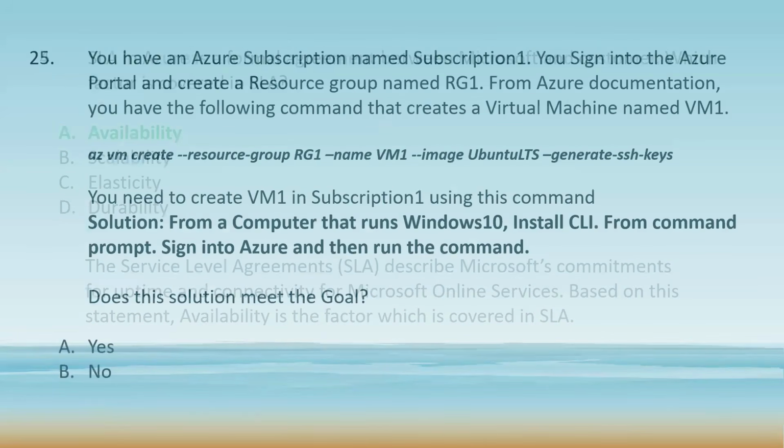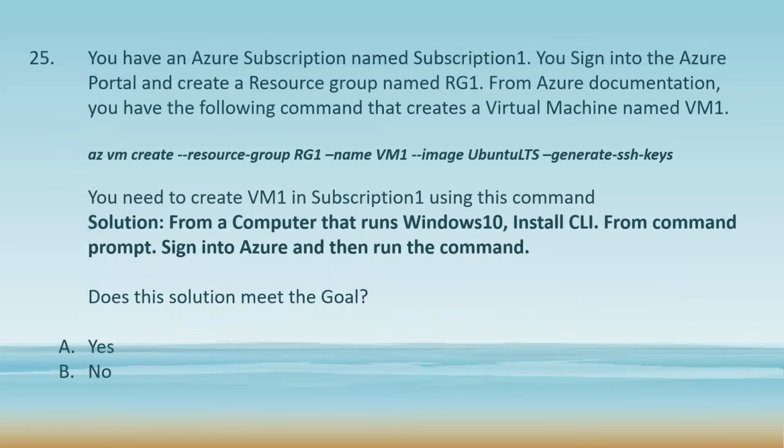Moving on to question number 25. You have an Azure subscription named Subscription 1. You sign into the Azure portal and create a resource group named RG1. From Azure documentation, you have the following command that creates a virtual machine named VM1. You need to create VM1 in Subscription 1 using this command.